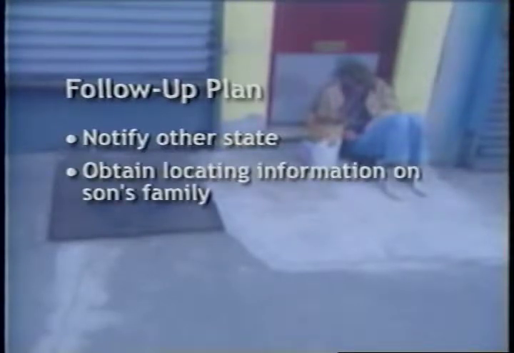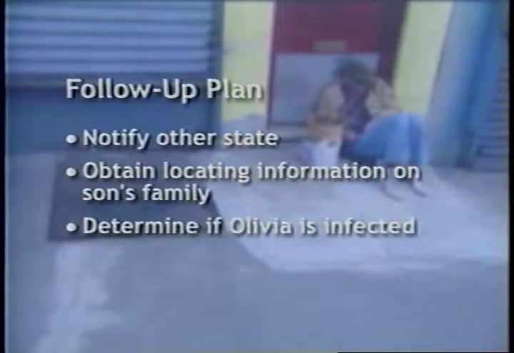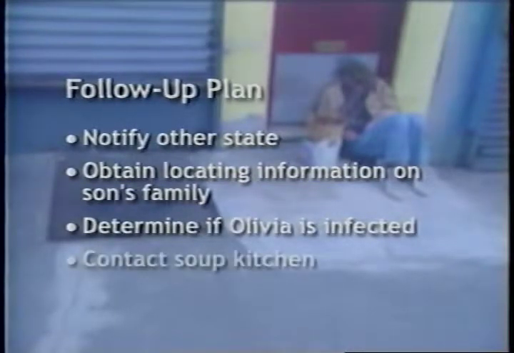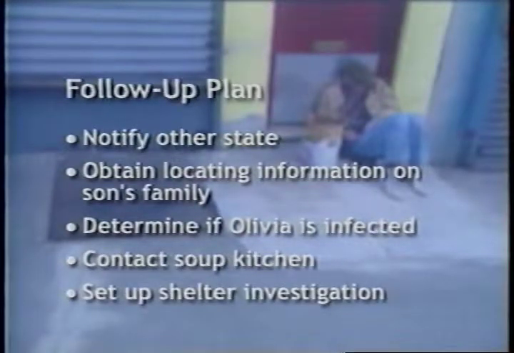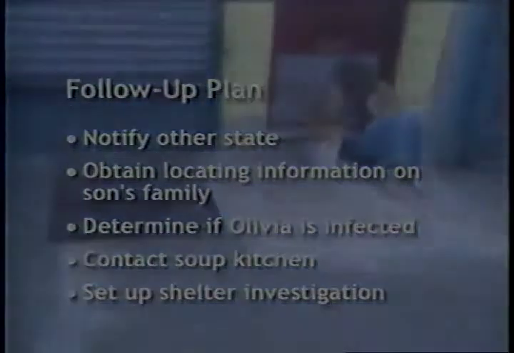And we'll have to get further locating information on the son, the wife, and I'm particularly concerned with the child. There'll probably be a group investigation involving the people at the soup kitchen, the supervisors there. And we're probably going to also have to go to that shelter and set up some type of group-style contact investigation there as well.